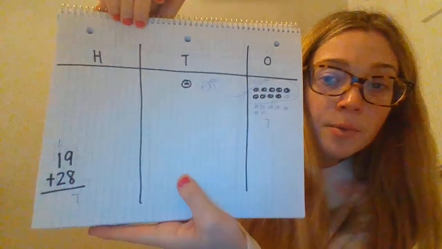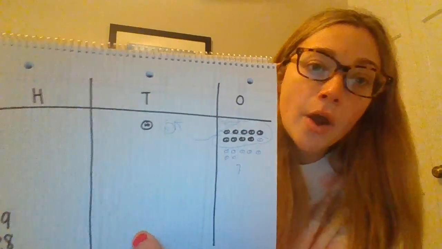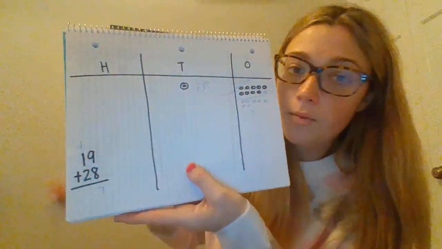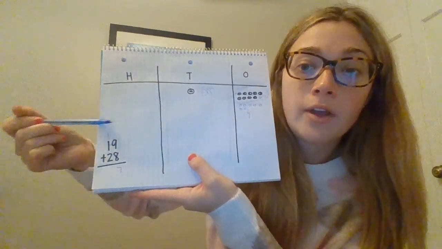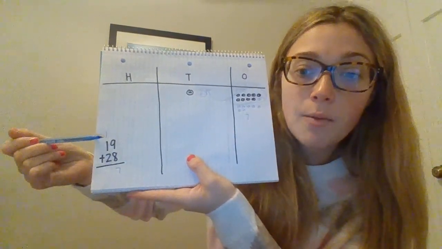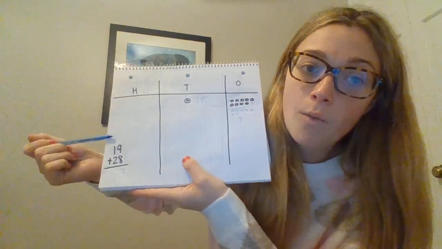So a lot of the time when people help us, they'll say carry the 1. We know that it's really, we're not carrying it. We're not taking it anywhere. It's not a baby. We are bundling. We had to make a new 10. So that's why when I use my standard algorithm, my 1 is up there.